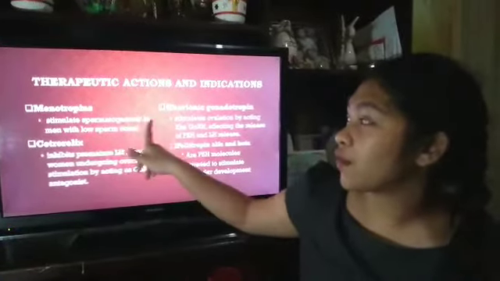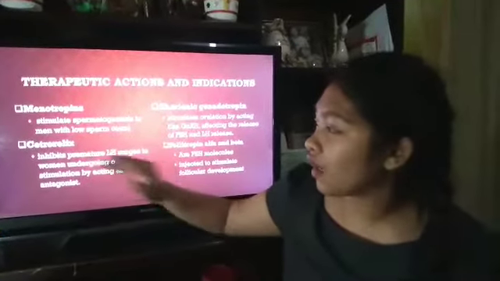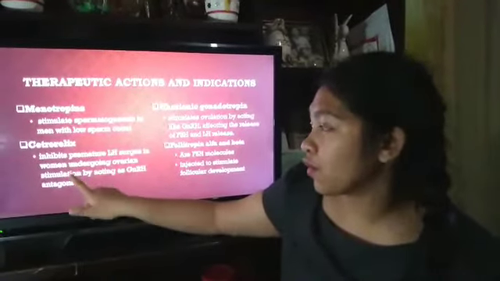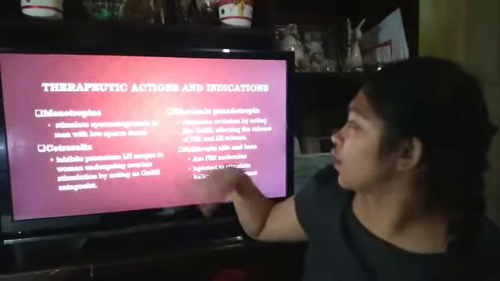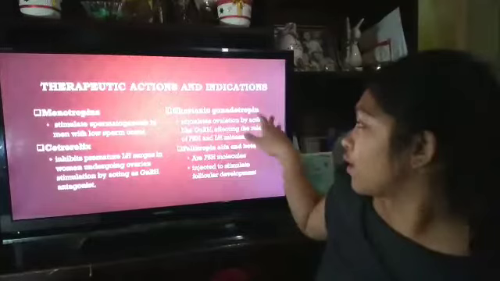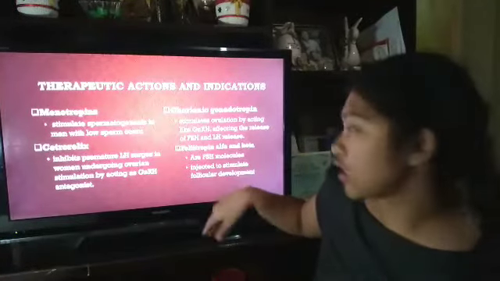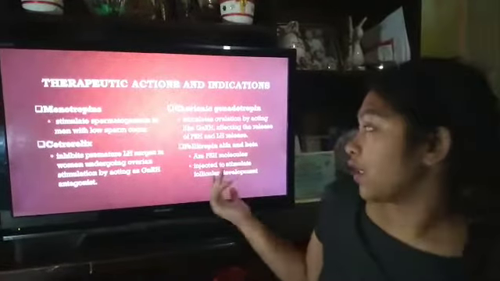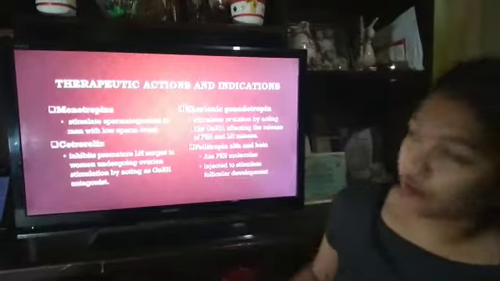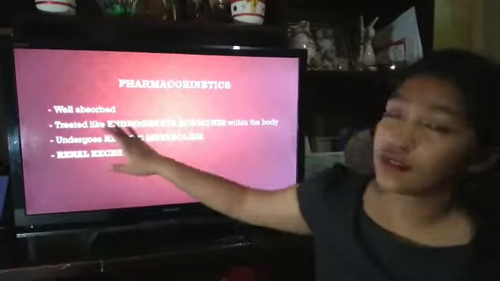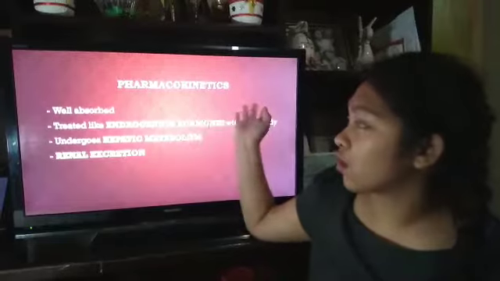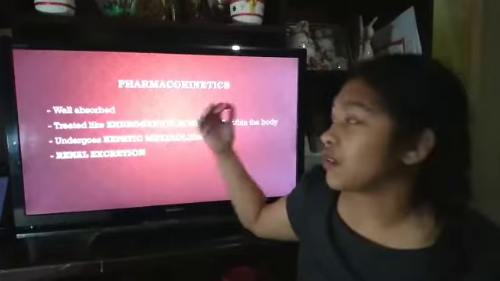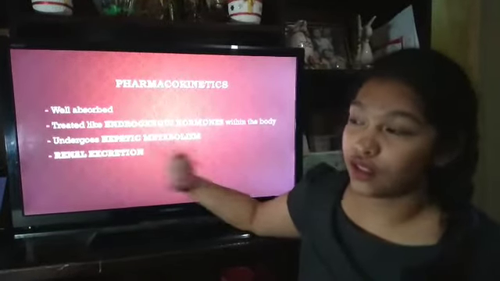Menotropins stimulate spermatogenesis in males. Cetrorelix inhibits premature LH surges in women. Chorionic gonadotropin stimulates ovulation by acting like GnRH, and follitropin alfa and beta are FSH molecules, injected to stimulate follicular development. Pharmacokinetics: it's well absorbed and treated like endogenous hormones, or like the hormones inside our body, undergoes hepatic metabolism, and is excreted through the urine.